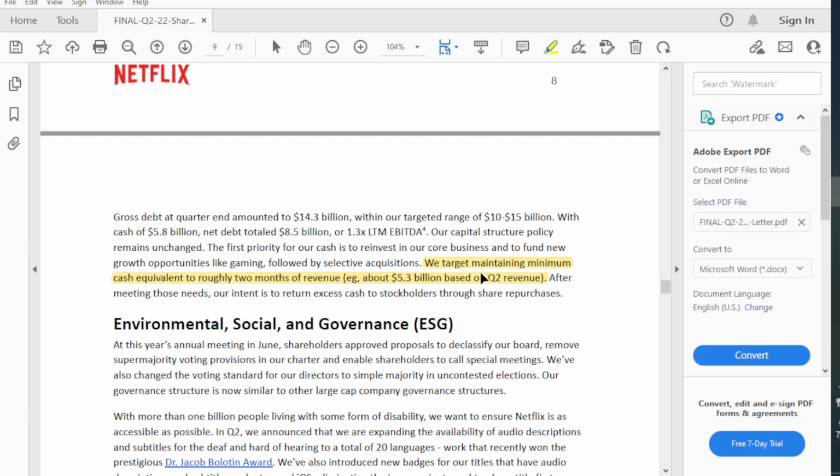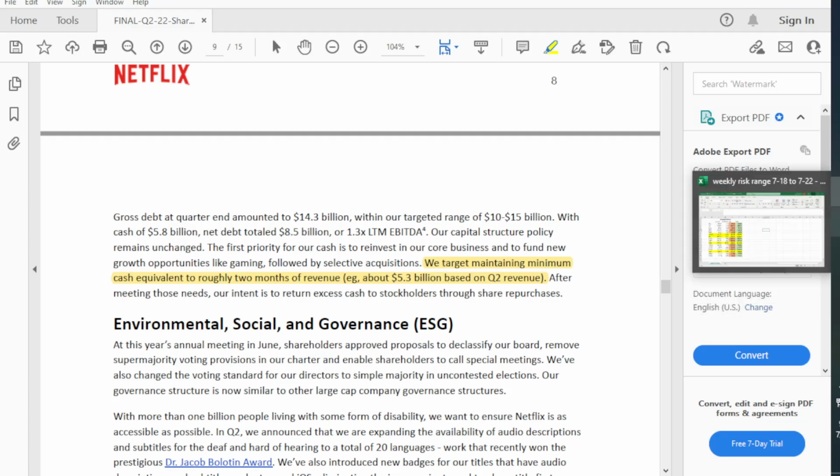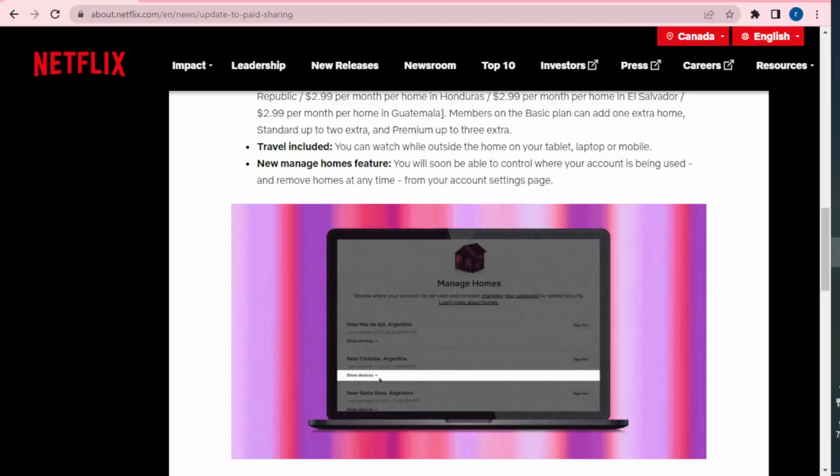So now they say right here, we target maintaining minimum cash equivalent to roughly 2 months of revenue. So just giving an example, that's going to be 5.3 billion based off of Q2 revenues. So if we're looking at Q2 revenues, that's 5.3 billion, but we had 5.8 billion in cash. So they do want some buffer before they decide on repurchasing shares and things of that nature. So if we are looking at the share repurchase plan, I can go back to the last quarter. So let me just go ahead and do that for you guys.